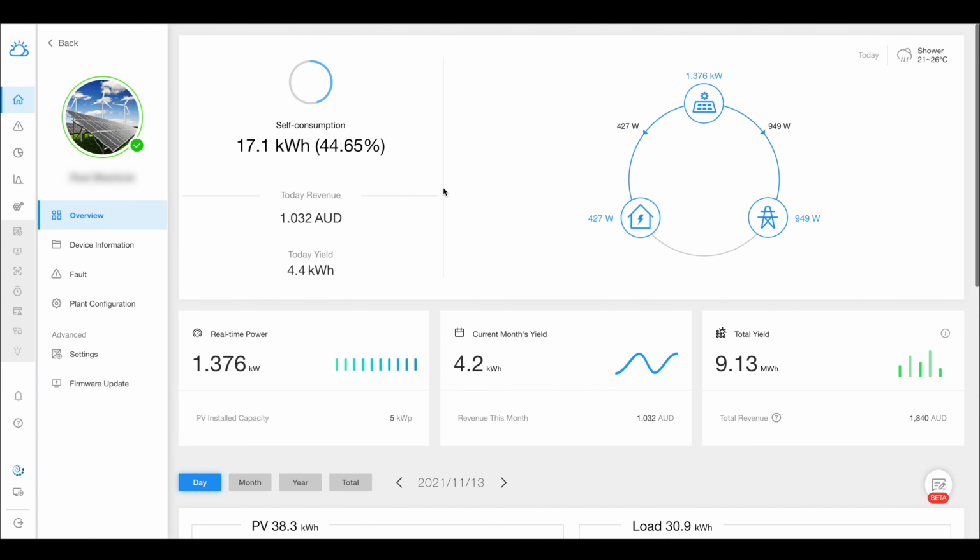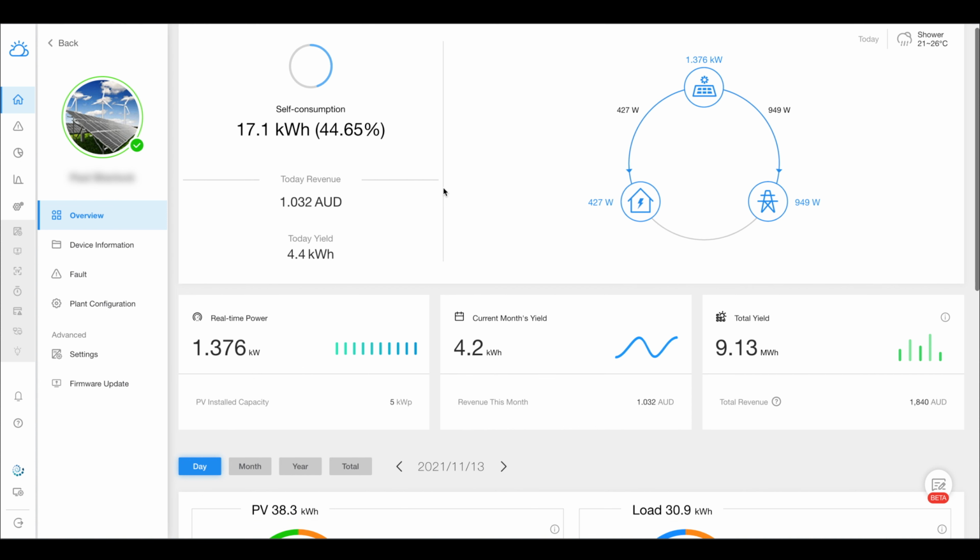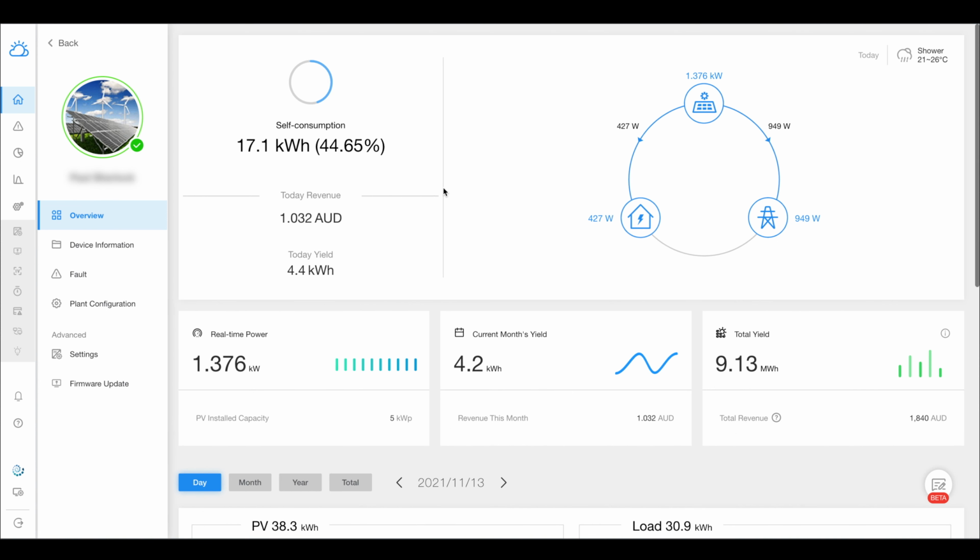Alright, jumping into the iSolarCloud desktop website. This is your basic overview, and this is where you're going to get most of your information about your solar system. So firstly, starting from the top, the most important thing that you need to know about your solar system is the today yield. If you want to know how much your system is performing, then today yield is going to show you how many kilowatts you've accumulated over the course of the day.